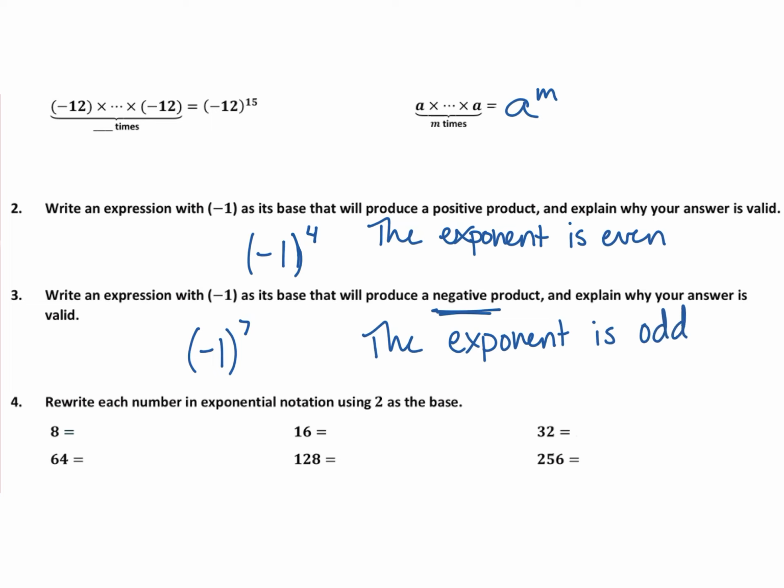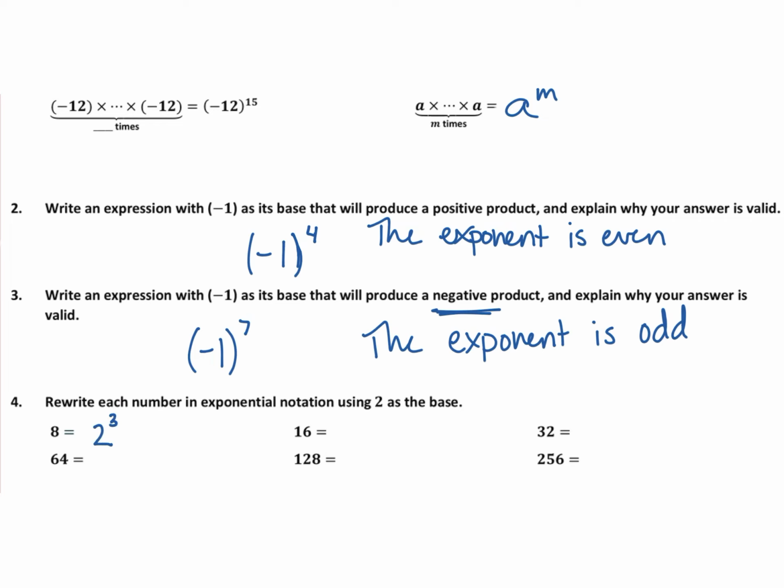In number 4, it says rewrite these using 2 as the base. Meaning, how many times do I need to multiply 2 by itself to get to 8? 2 times 2 is 4. Times 2 is 8, and that means I needed to do it 3 times.